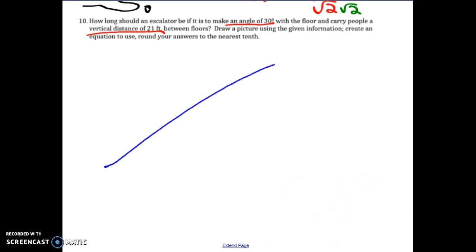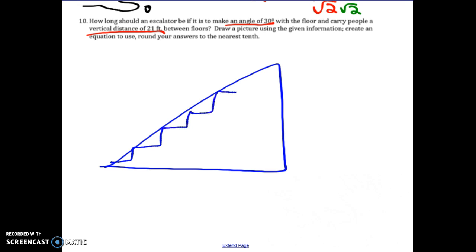So I've got an escalator. Fancy, fancy. Carrying people up a vertical distance of 21 feet. So anytime I see vertical, that's an indication we are going straight up and down. I know that the angle is 30 degrees here. Well, hey, then by default, this has to be 60. Oh yeah, I got myself a 30-60-90 triangle. Today cannot get any better.